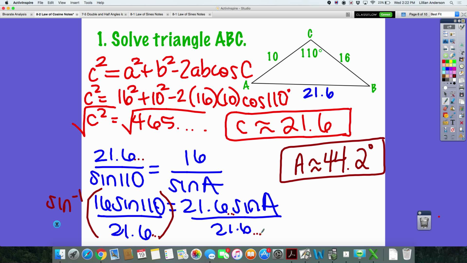2 angles down. 1 to go. How do I find it?